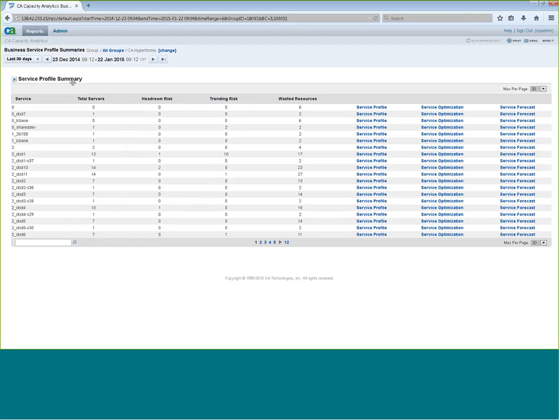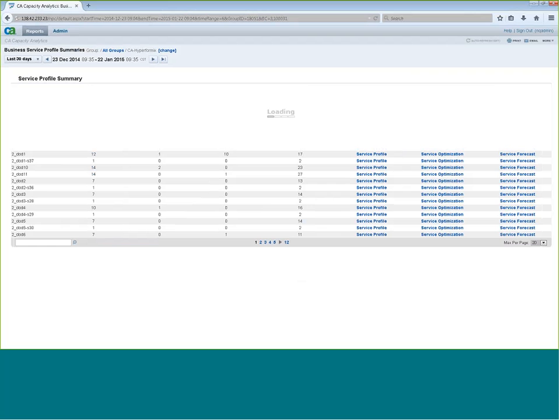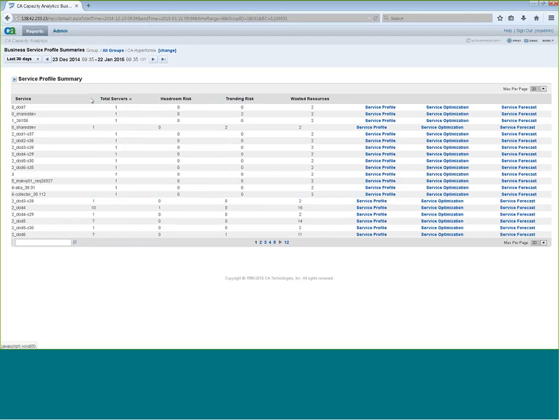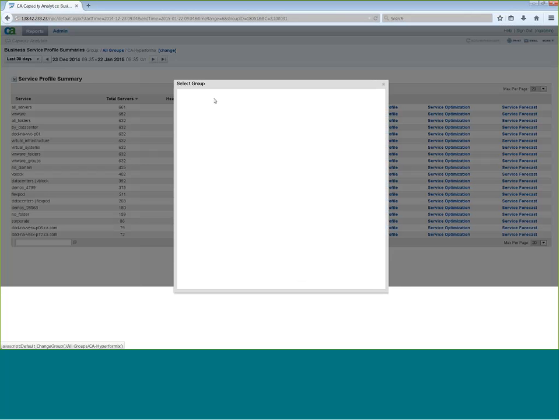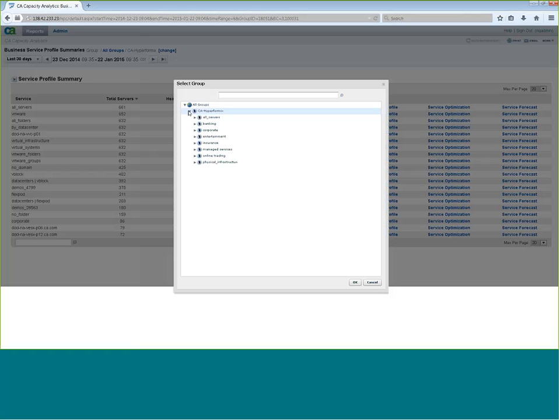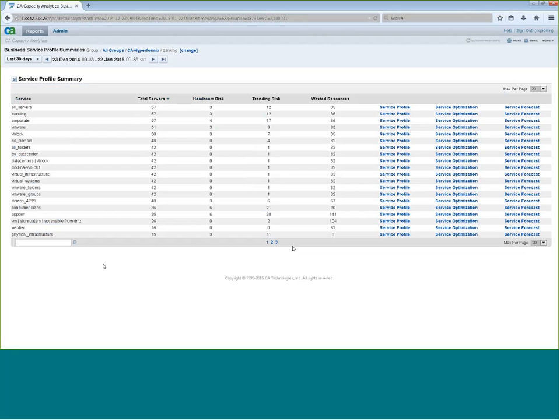Okay, so we're on the landing page for this service profile summary, and I have a list of all my services here. I've got a lot of various services defined, but I can sort these by number of servers. It is also group aware, so I can go in and select, say, a subgroup, and now we have 3 pages of these, all within that banking service.